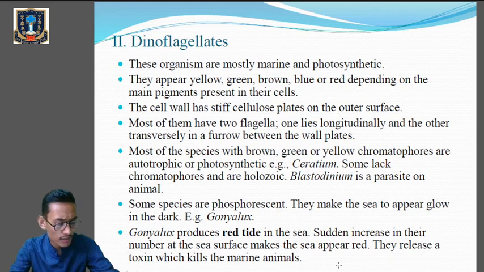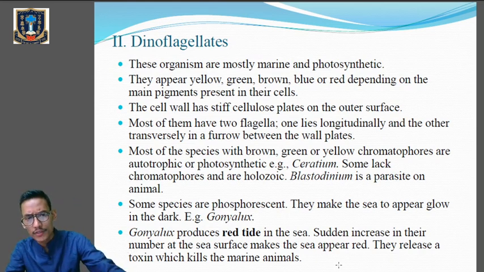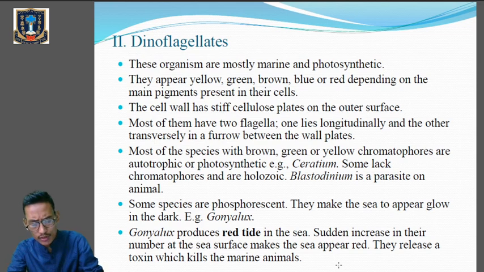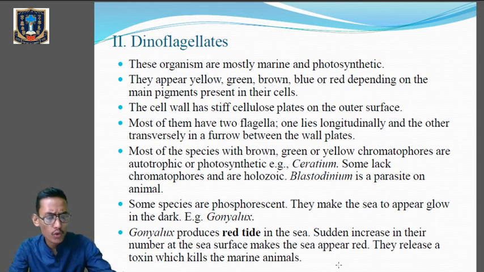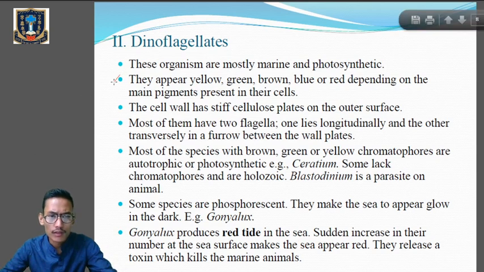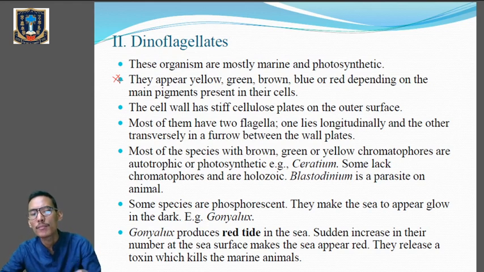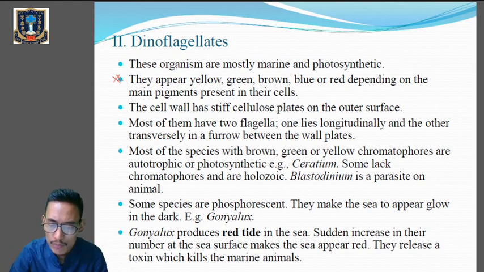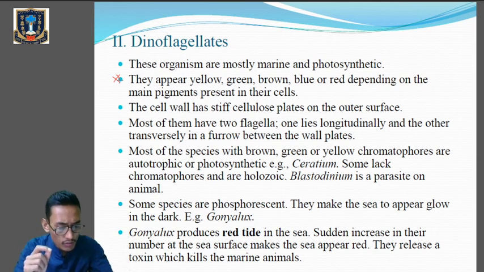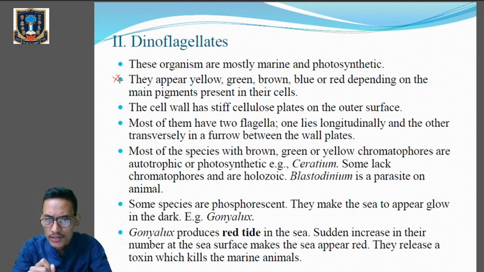Number two is dinoflagellates, which are organisms that are mostly marine and photosynthetic. It is very important. They appear yellow, green, brown, blue or red depending on the type of pigment present in the cells. The cell wall has stiff cellulose plates on the outer surface, so we will find a cell wall made up of cellulose plates.